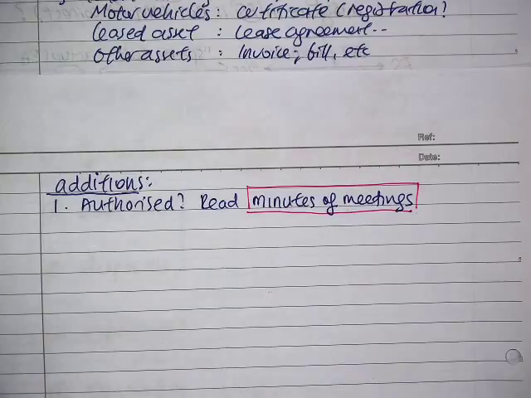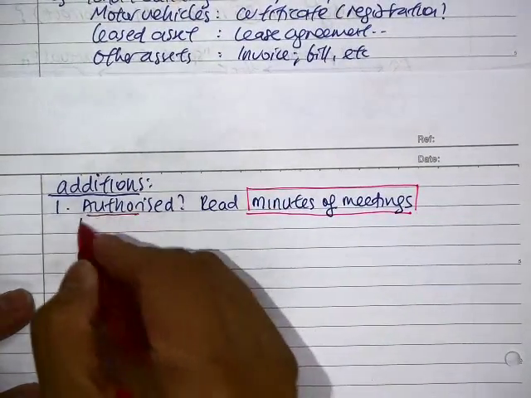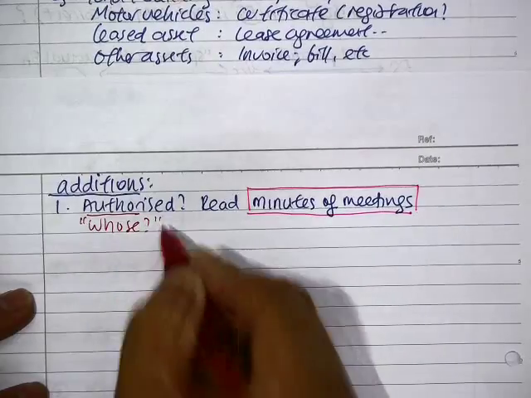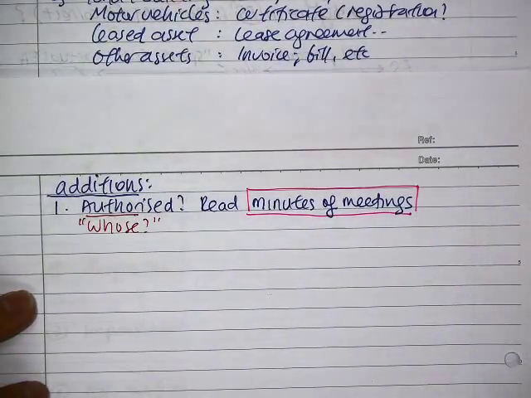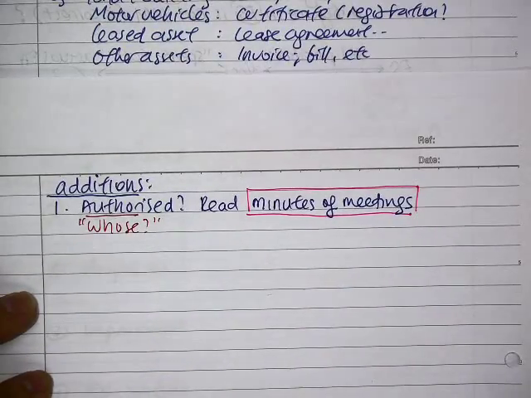Read minutes of meeting. When I say read minutes of meeting, in your mind, what meeting is that? Board. Must it be board? Only board must have minutes? No, right? So at the end of the day, when you say look at the minutes, whether it's authorized or not, of course you must know whose meeting. Whose meeting that will authorize the acquisition of asset depends on the amount involved, right?